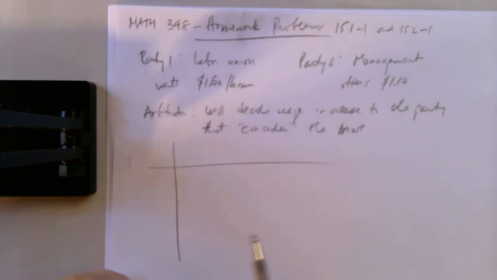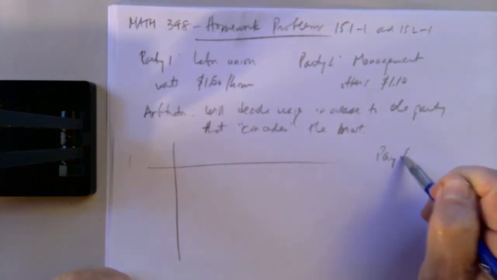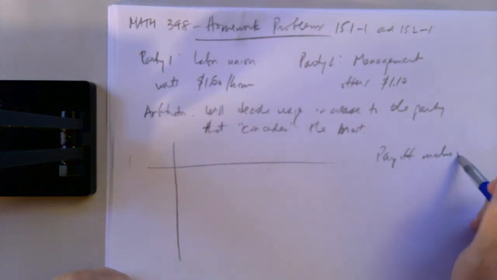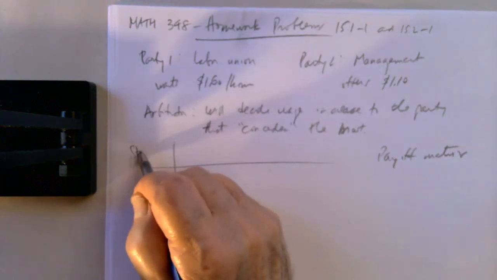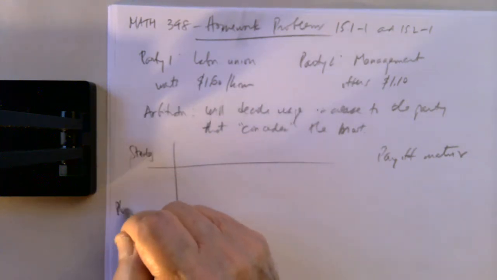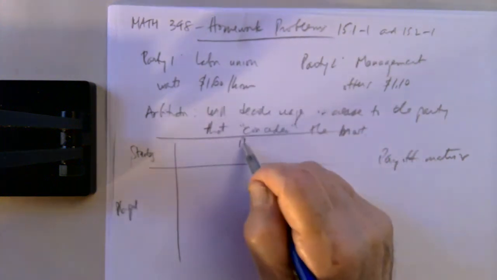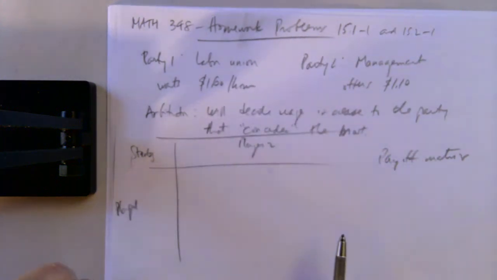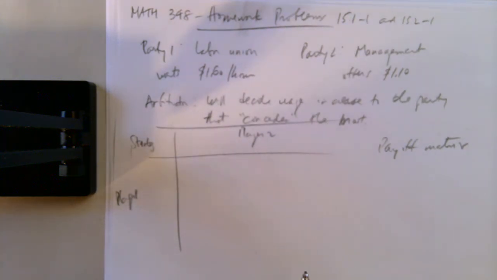So let's put together a payoff matrix for this problem. And so this will be strategy. And this will be player one, which is the union. And this will be player two, which is management. And what will the strategies be?